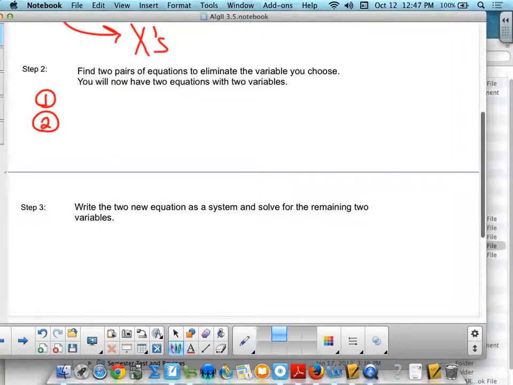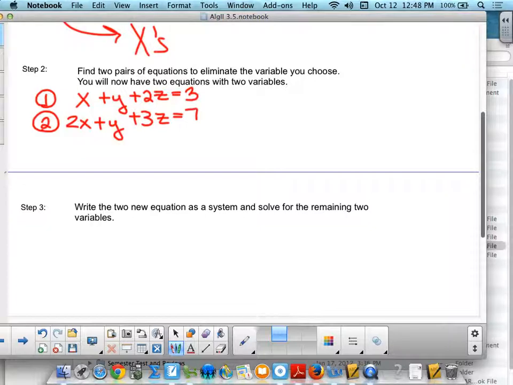Give me 1. x plus y plus 2z equals 3. Okay, and then give me 2. 2x plus y plus 3z equals 7. Okay, so this is what we have.